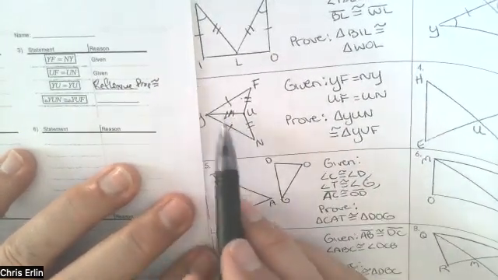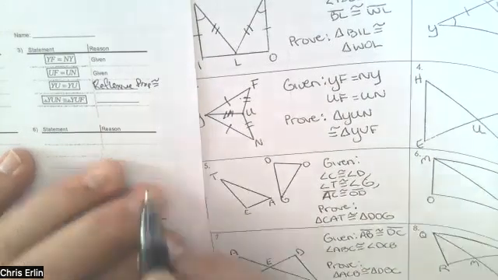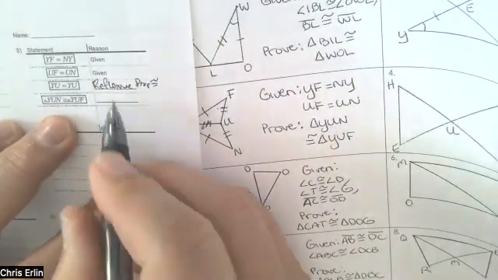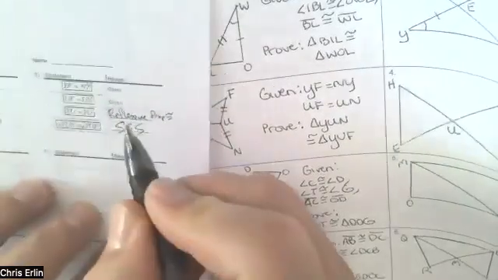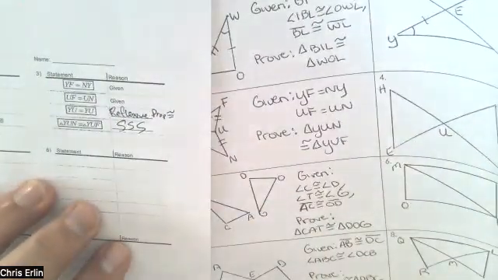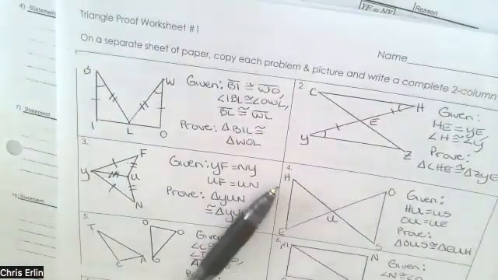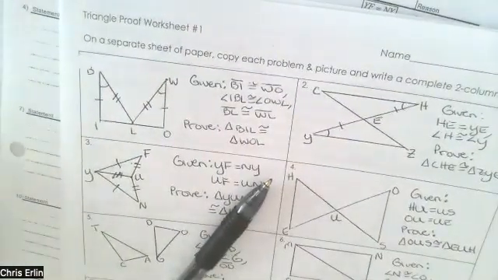Does that now give us enough information to say these two triangles are congruent? By what? Side, side, side. Okay, your goal is going to be to finish this side of the page, just 1 through 12. I know that the paper goes on to 15, but you're only doing 12. All right, you have the rest of the period to finish these up.